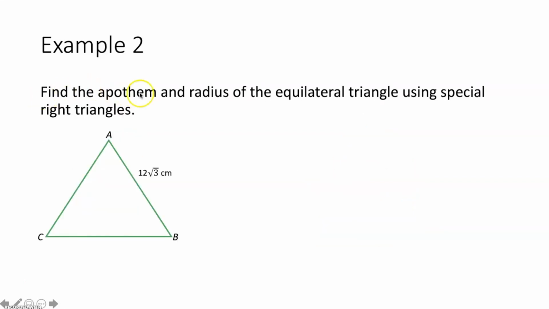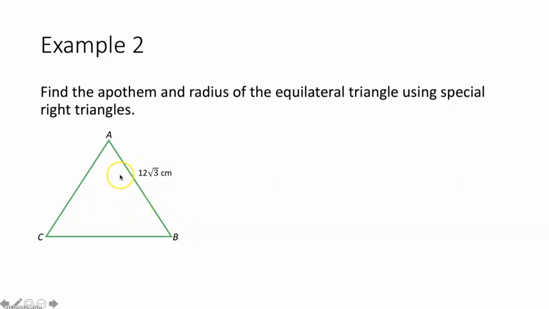Now example 2 says find the apothem and radius of the equilateral triangle using special right triangles. So today, what you're going to have to do is find the area of a regular polygon using the area formula. Area is equal to 1/2 the apothem times perimeter. And you're going to have to find the apothem of your regular polygon just given one of these side lengths. So let me show you how this works.